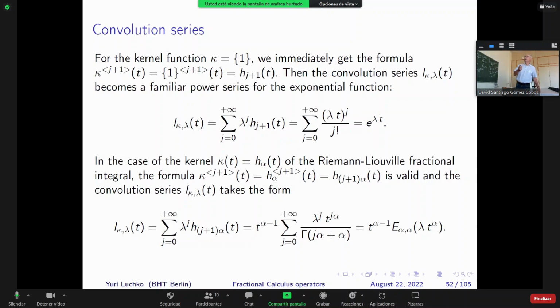Let us consider some particular cases. What happens if we take the constant function 1 as the kernel kappa? Then we have already seen that we can calculate the j plus 1 convolution of this function, and it's just a power law function. So this series then is nothing else than the exponential function, e to the power lambda t.